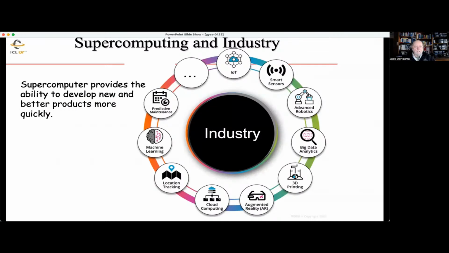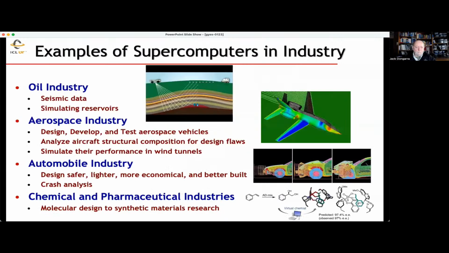Supercomputers are used in industry. Industry gets the ability to develop new and better products using high-performance computers, and we see it being used in many areas. In fact, if you take a look at the top 500 list, about half of the computers are used in industry. So industry understands that these computers provide some strategic advantage in making better products. And they're being used in many fields.